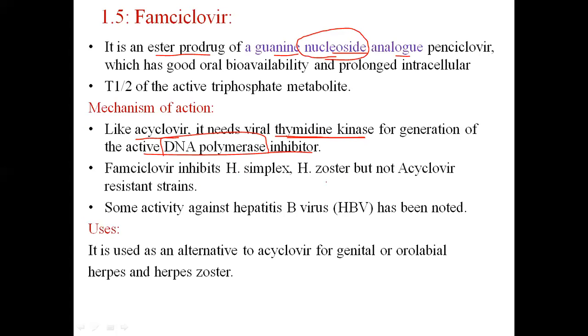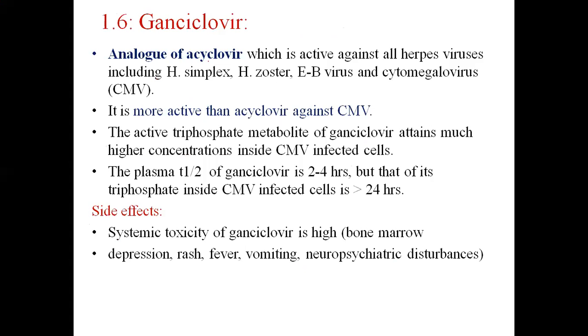Then other points are very simple, like uses. Uses are similar to acyclovir. Then ganciclovir, this is an analog of acyclovir, which is active against all herpes viruses. It is more active than acyclovir for CMV, which is cytomegalovirus. Then other points are not that difficult.